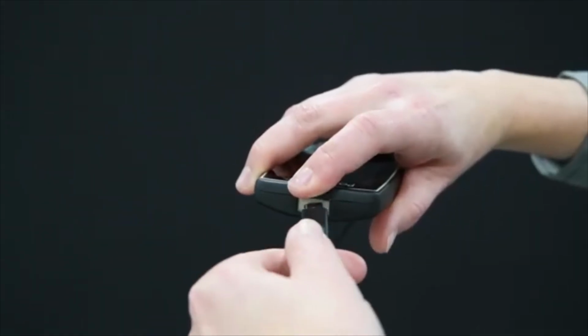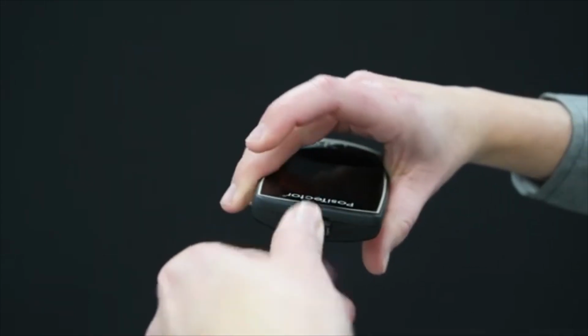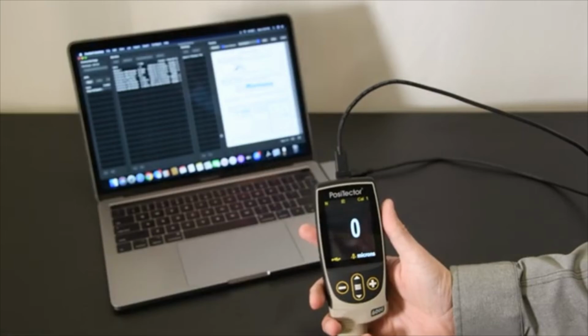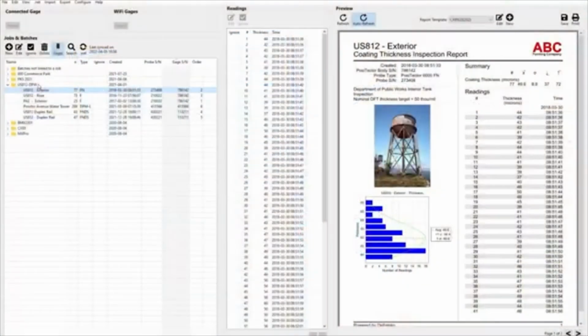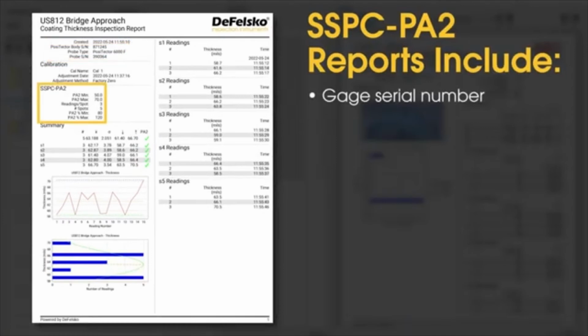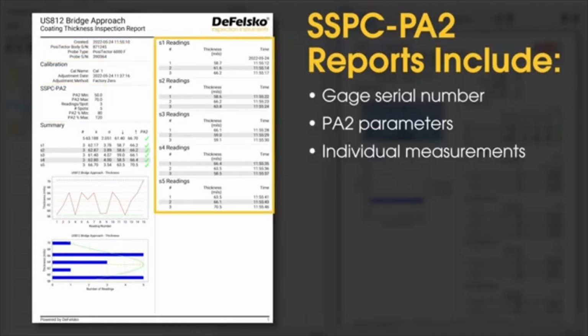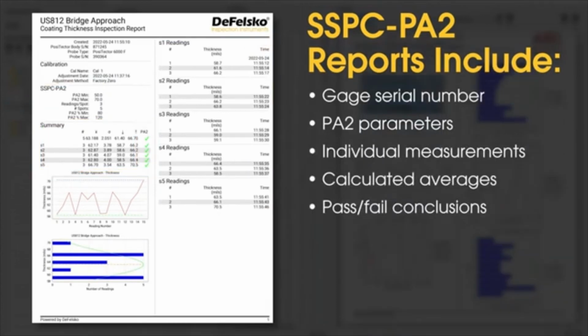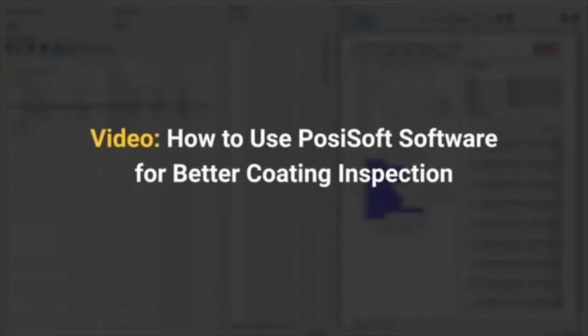Once measurements have been saved, PosiSoft Software makes it easy to manage data and create professional custom reports. Simply connect your gauge via USB or Wi-Fi to quickly import your readings and save a PDF report. All information required by SSPC-PA2 is presented, including gauge serial number, PA2 parameters, individual measurements with date and timestamp, calculated averages, and pass-fail conclusions. Learn more about PosiSoft Software in the How to Use PosiSoft Software for Better Coating Inspection video.